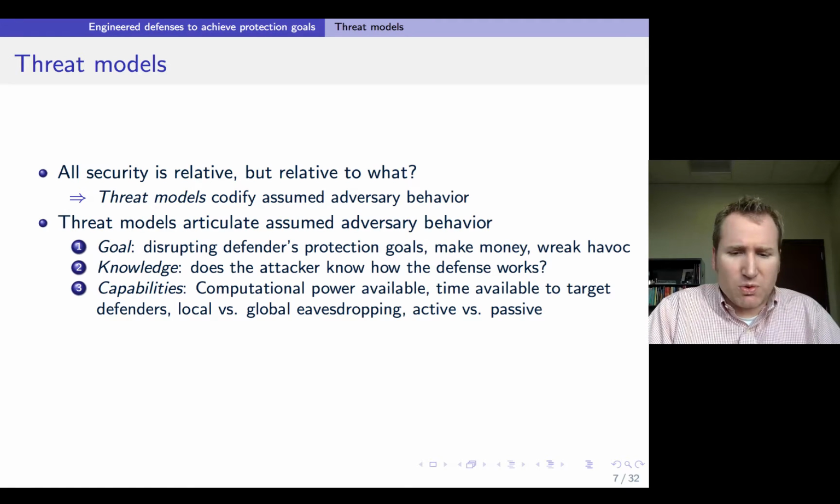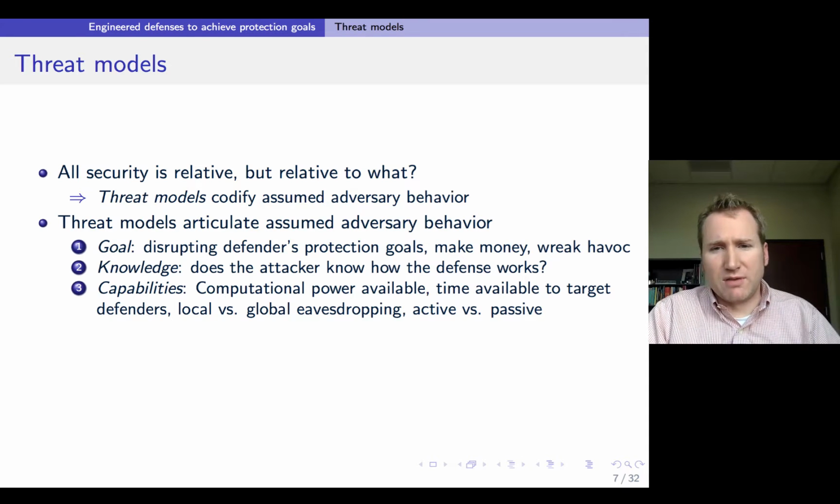Then there is knowledge. So what knowledge do you ascribe to the attacker? Does the attacker know the architecture for the system he's trying to penetrate, or does he have to infer that? And then finally, we have capabilities. So typically we think of the computational power that's available to the attacker, the time that's available to target defenders, and for the case of cryptography, we often think about whether an eavesdropper who's trying to observe communications can do this locally, like on a single channel, versus a global eavesdropping adversary, like an intelligence service that can observe all network communications.